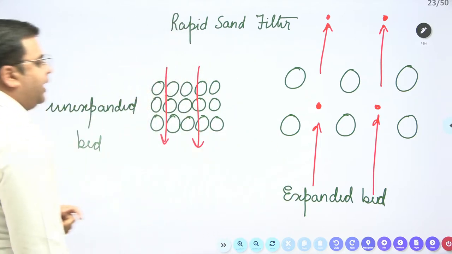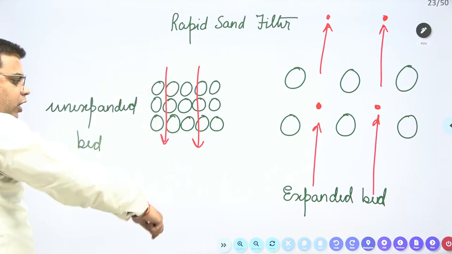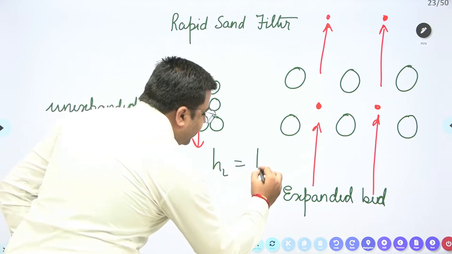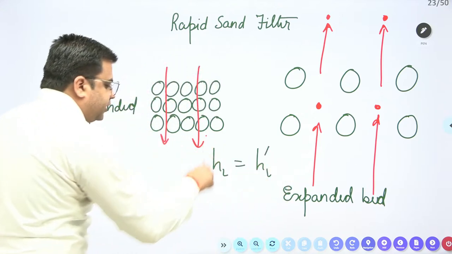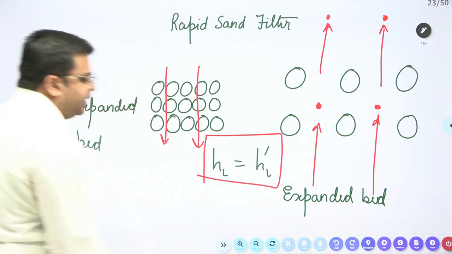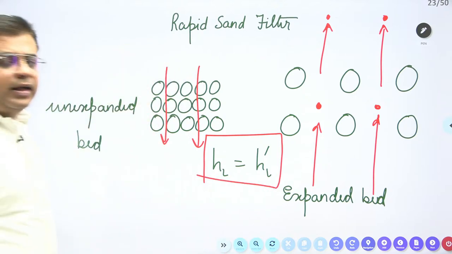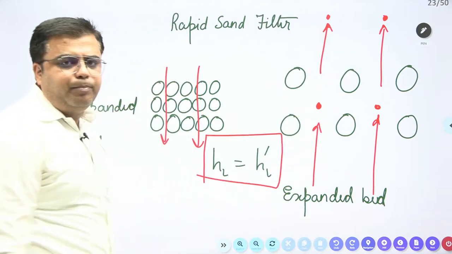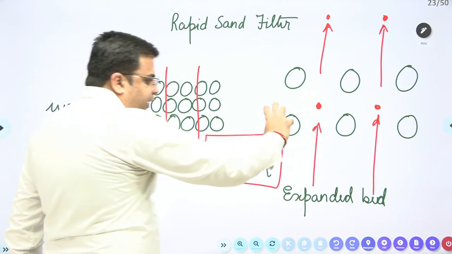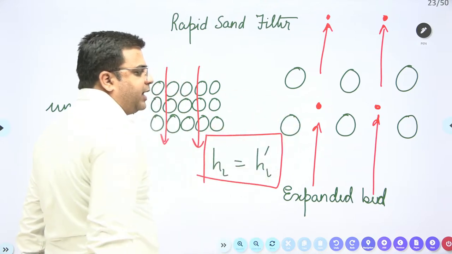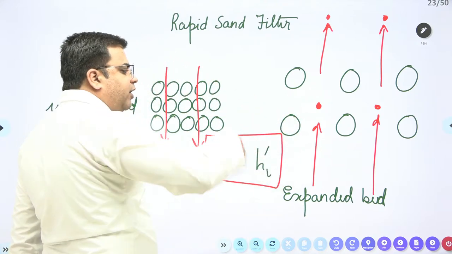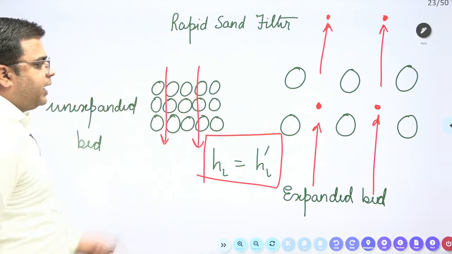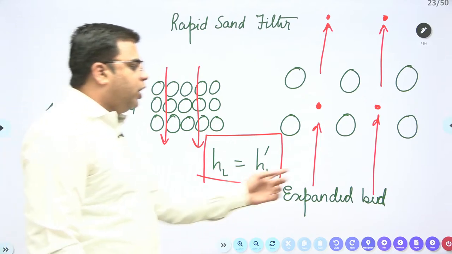So whatever head loss water will be facing during normal working condition, the same will be the head loss this water will be facing when it is undergoing backwashing, right? So since the surface area of the filter medium particles is not changing, this surface area is going to provide the same kind of resistance of force for the flowing of water, either for normal working procedure or during backwashing.